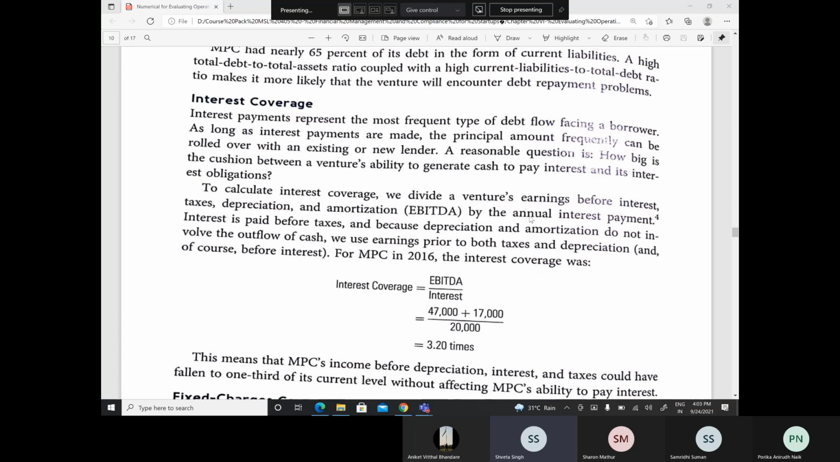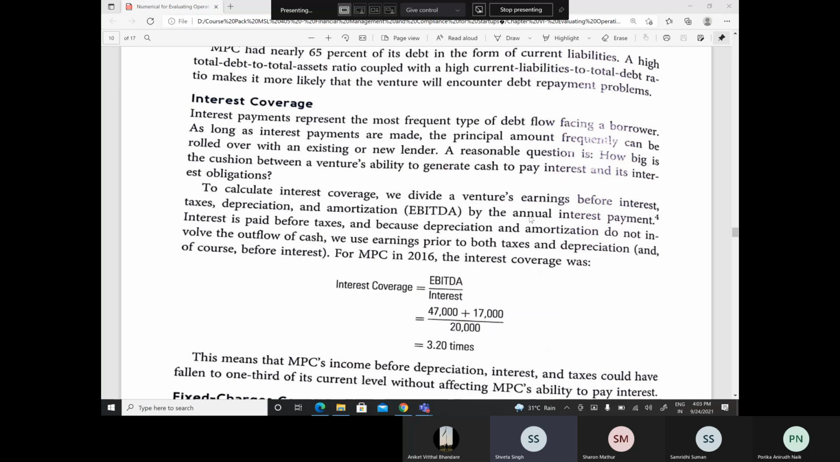and its interest obligations? To calculate interest coverage, we divide a venture's earnings before interest, taxes, depreciation, and amortization by the annual interest payment. Interest is paid before taxes, and because depreciation and amortization do not involve the outflow of cash, we use earnings prior to both taxes and depreciation, and of course before interest.